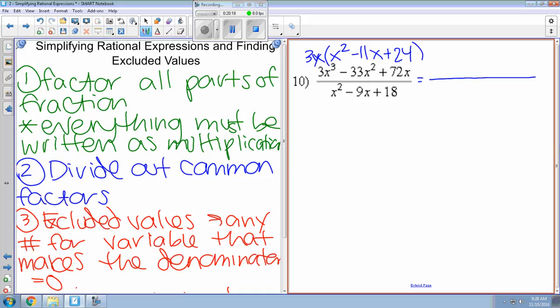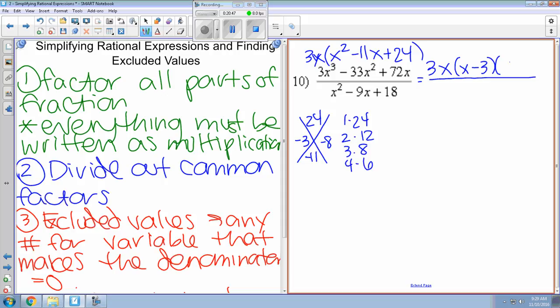Now we can factor diamond just that inside part. 24 on top, negative 11 on bottom. You can multiply to 24 a lot of different ways. 1 times 24, 2 times 12, 3 times 8, 4 times 6. The option that's going to work is this 3 times 8, but they both need to be negative to get to a negative 11. But luckily, a negative times negative is a positive, so that's a-okay. When I write it on top, it's going to be 3x times x minus 3 times x minus 8.